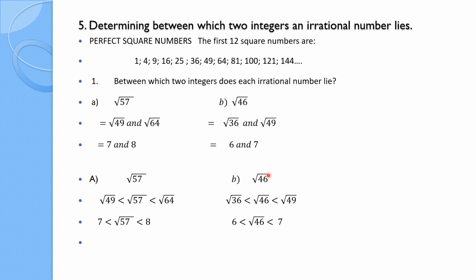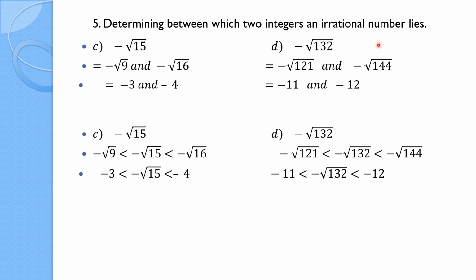Or I can say square root 46 is greater than square root 36 and less than square root 49. So square root 46 is greater than 6 but less than 7. Right, let's look at some more.